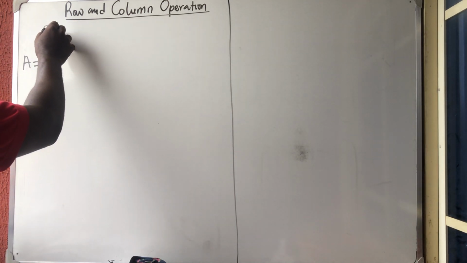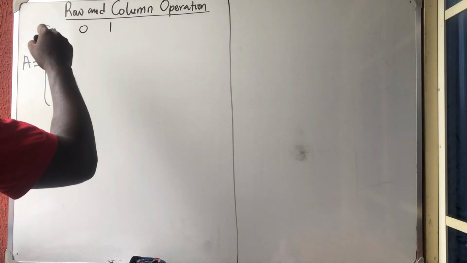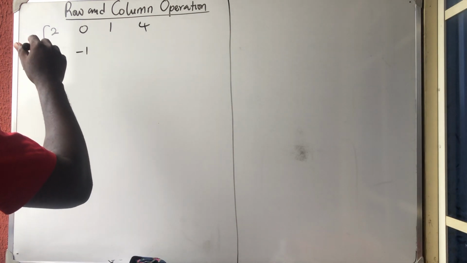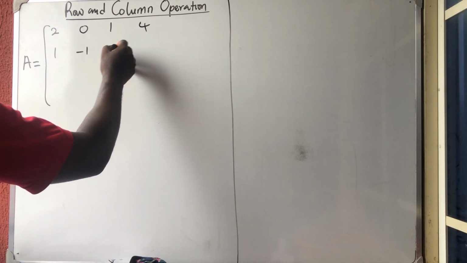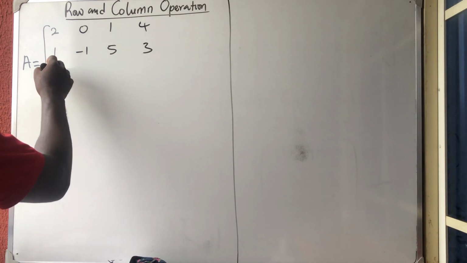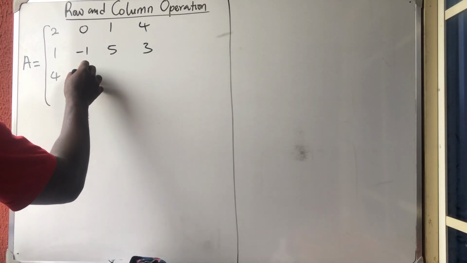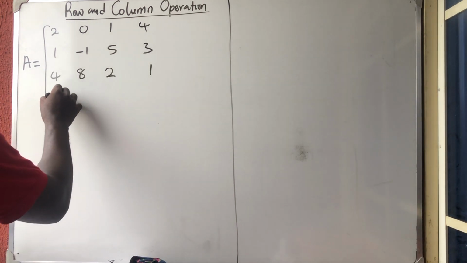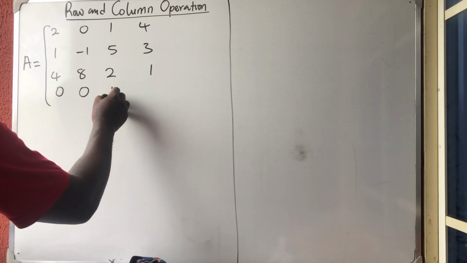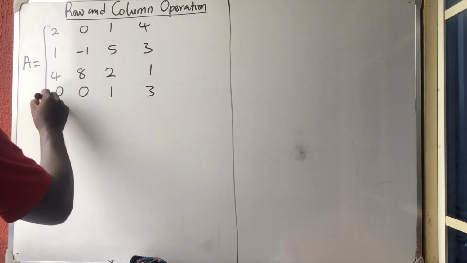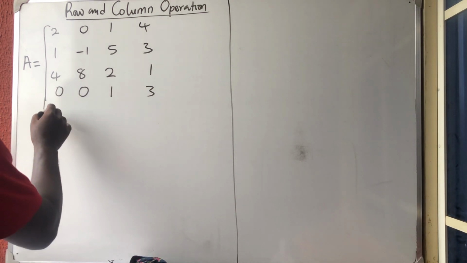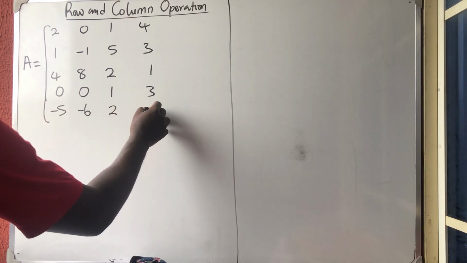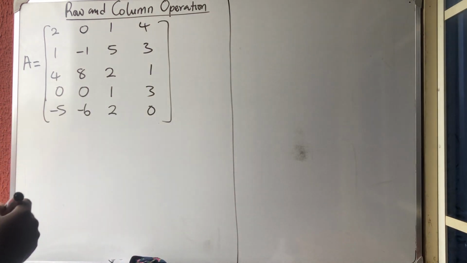like this, if I have 2, 0, 1, 4, then I have 1, minus 1, 5, 3, 4, 8, 2, 1, 0, 0, 1, 3, and then we have minus 5, minus 6, 2, and 0. Okay. Now we have this.